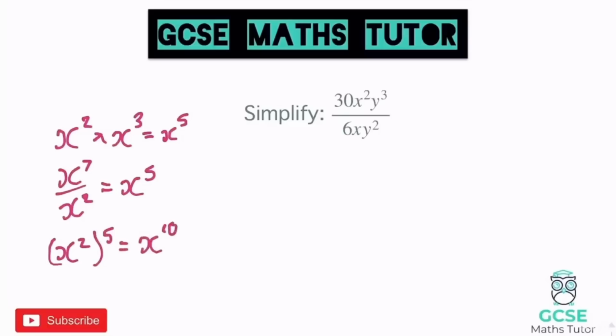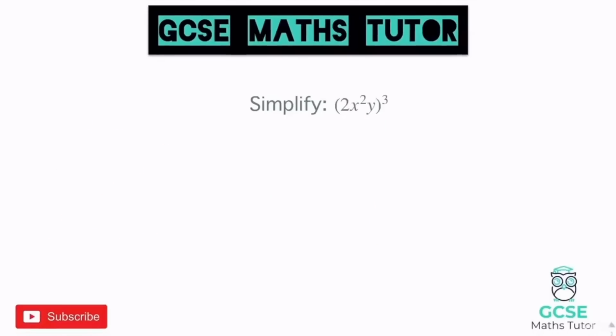Now having a look at this one, we've got 30x squared y to the power of 3 on the top and 6xy squared on the bottom. So we're doing a divide. Numbers always just divide numbers, so 30 divided by 6 gives us 5. Now individually looking at the letters, we've got an x squared, and on the bottom we've got an x. It's not written in there, but that is a little power of 1. So if we subtract the powers, 2 take away 1 gives us x to the power of 1. I'm just going to leave it as x. Moving on to the y's, we have y to the power of 3, y squared on the bottom, and 3 take away 2 gives us just y. So our final answer would be 5xy.